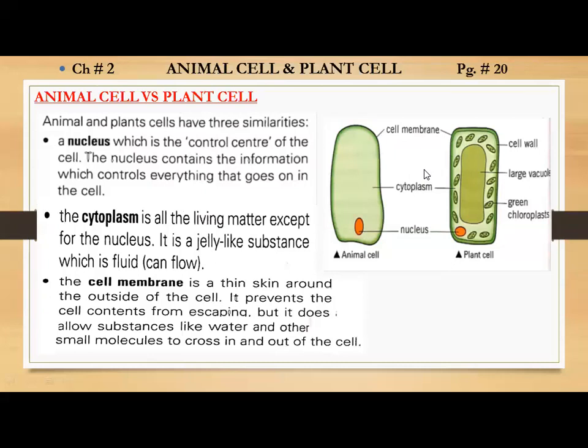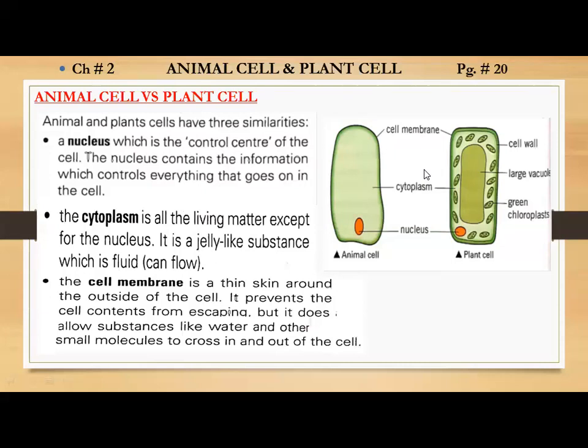If there is no cell membrane in the cell, then the organelles of the cell will quite easily escape from the cell. So it will restrict the organelles inside the cell. So these are the so-called boundaries. The cell membrane is the boundary of the cell, which limits the cell and allows the organelles to stay inside the cell.